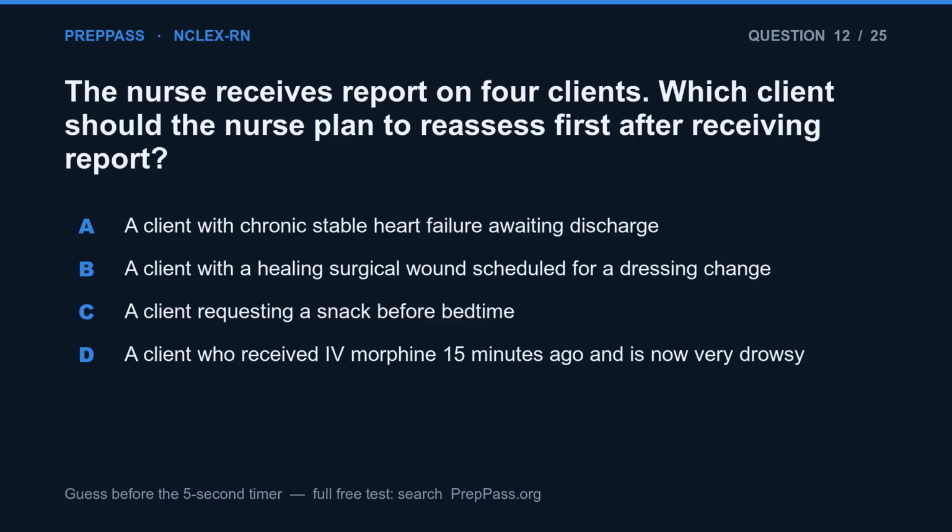Question 12. The nurse receives report on 4 clients. Which client should the nurse plan to reassess first after receiving report? A. A client with chronic stable heart failure awaiting discharge. B. A client with a healing surgical wound scheduled for a dressing change. C. A client requesting a snack before bedtime. D. A client who received 4 morphine 15 minutes ago and is now very drowsy.